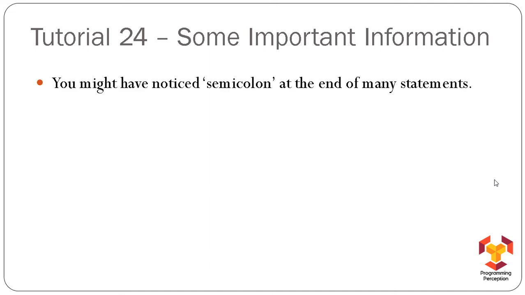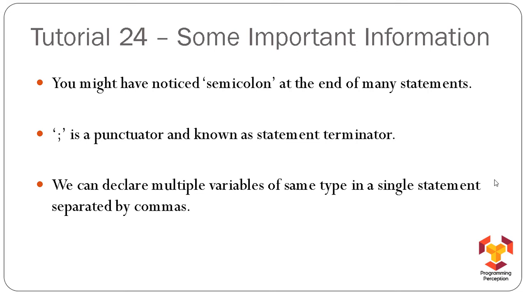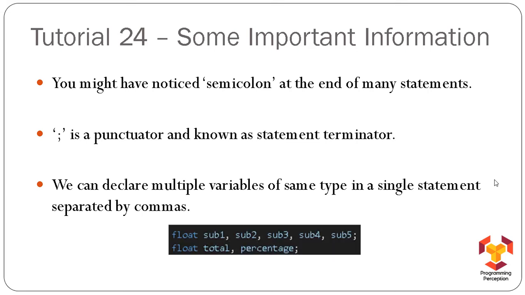You might have noticed the semicolon at the end of many statements, right? Now this semicolon is a punctuator and known as statement terminator. And I have already discussed this. We can declare multiple variables of the same type in a single statement separated by commas. This is something that we have already done many times in many of the programs till now.